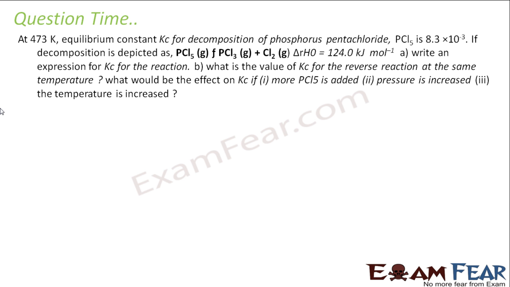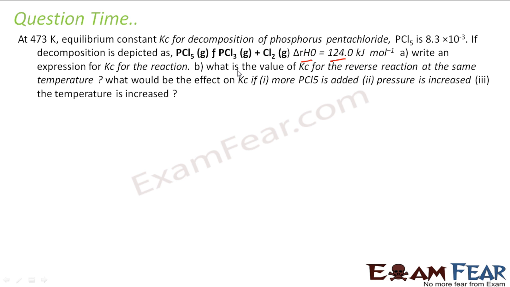At 473 Kelvin, the equilibrium constant Kc for the decomposition of phosphorus pentachloride, PCl5, is 8.3 × 10⁻³. The decomposition is depicted by this reaction: PCl5 gives PCl3 plus Cl2, and delta H is plus 124, an endothermic reaction.